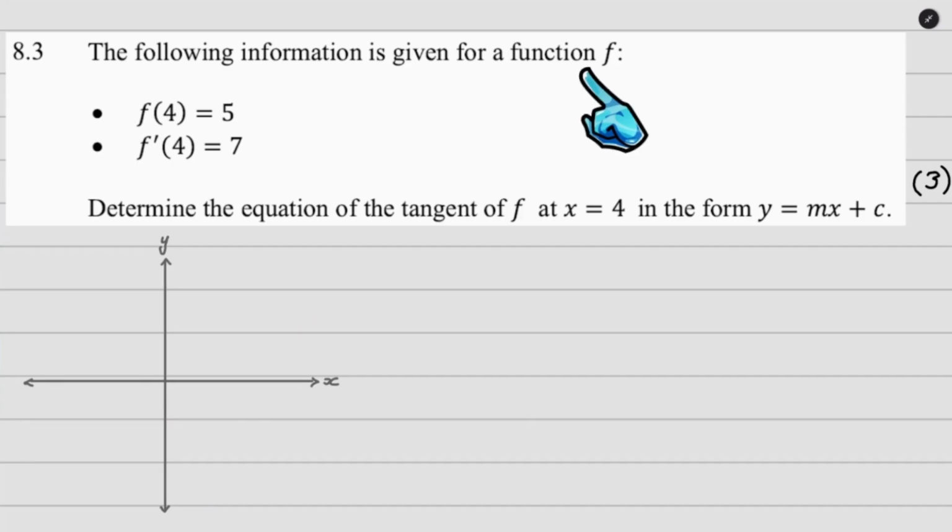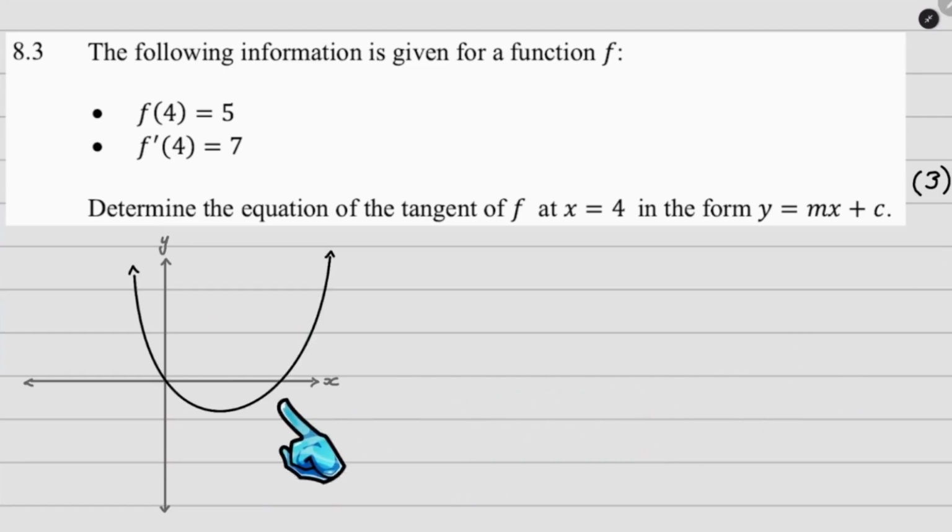So they told us we've got some sort of function, and they've given us a focal point at x equals 4 over here. So we really don't know what the function looks like. It can be anything. It can be a parabola, it can be a cubic function, it can be a log function. Take your pick. I'm just going to choose a parabola for the sake of explaining this question to you. So at the x value of 4, we know that it's got a y value of 5.